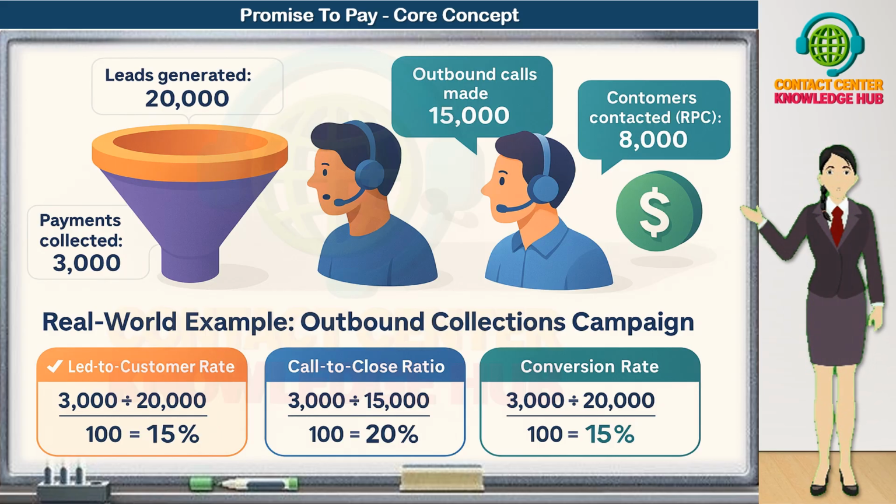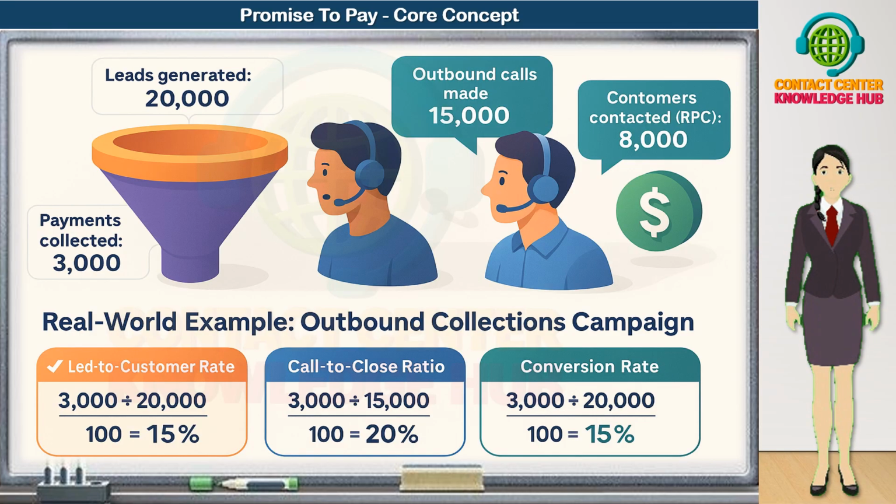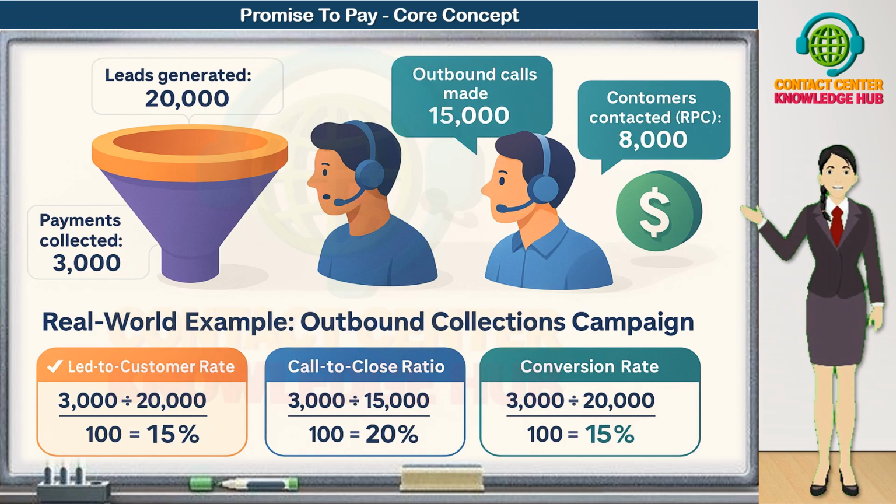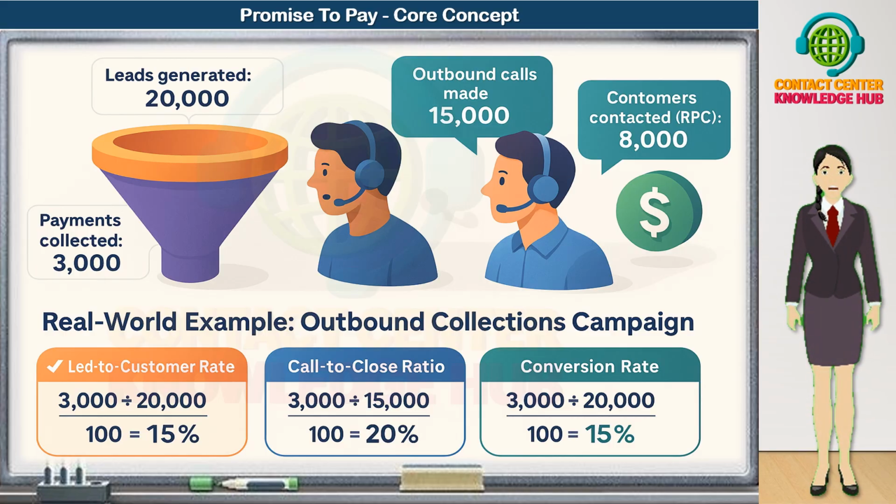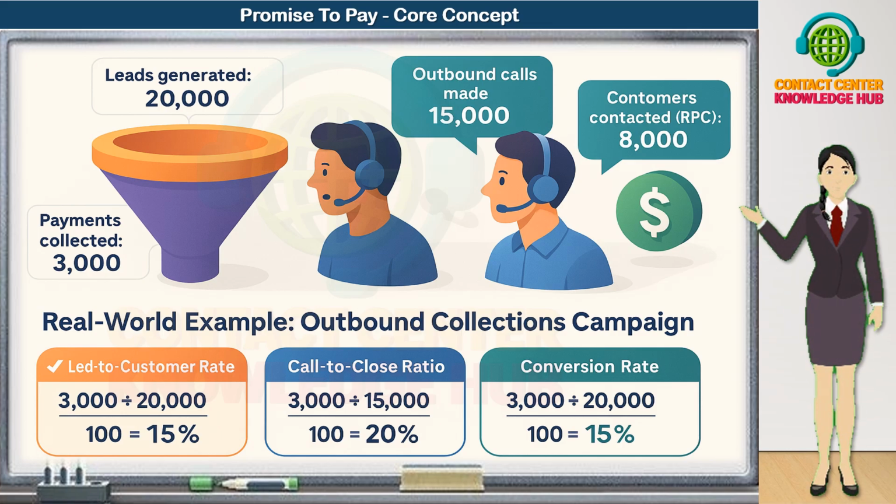These distinctions are powerful. A low lead-to-customer rate usually signals poor lead quality. A low call-to-close ratio points to agent or channel inefficiency. A low conversion rate reveals structural funnel issues, perhaps in lead flow, engagement strategy, or follow-through. Understanding where each metric drops gives you a clear map of where performance is breaking down and where to fix it first.